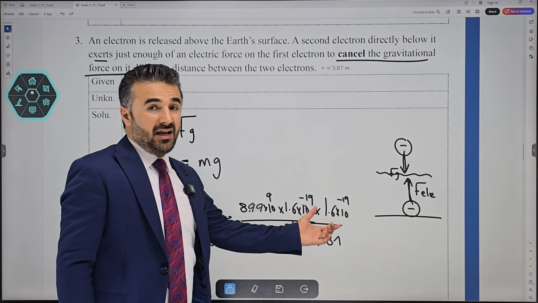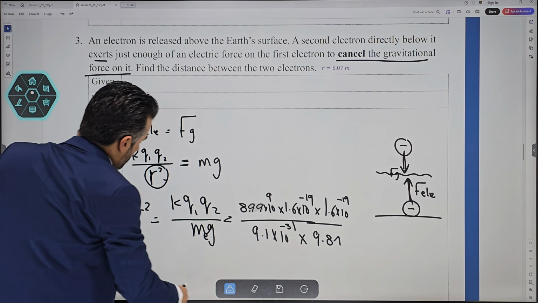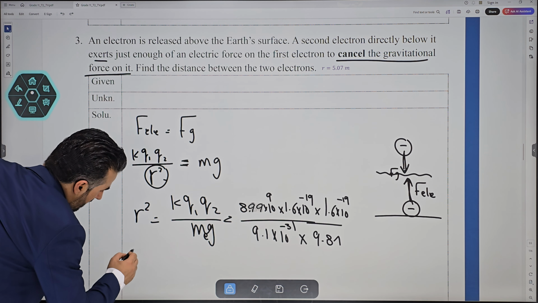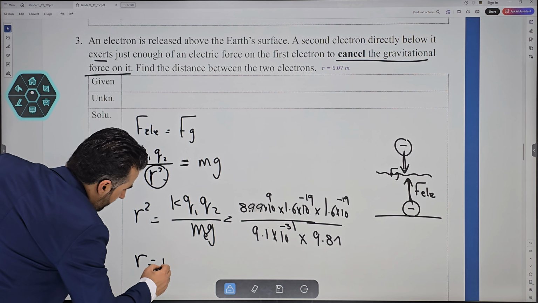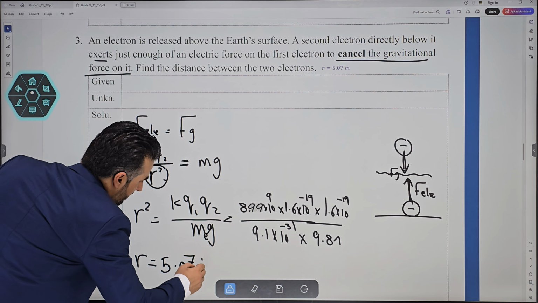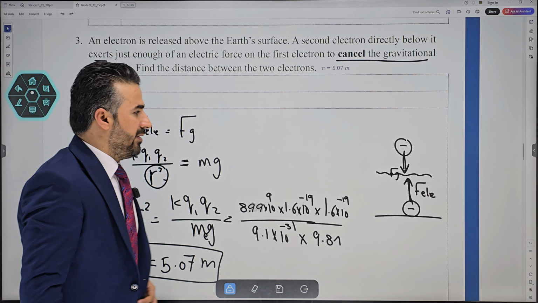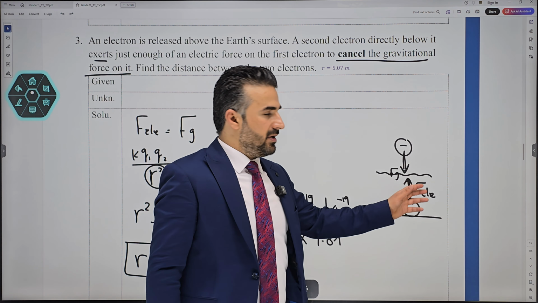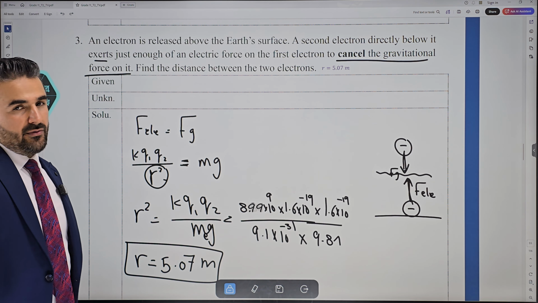We don't write any negative in the equation, so once you do the math, you will get an answer. But then this is r squared. You will have to take the square root of both sides. Then r is equal to 5.07 meters. This is the distance between the two, even though this number seems a bit big, but it doesn't matter. Whatever the answer you get, that'll be it, and this is how you can do that.